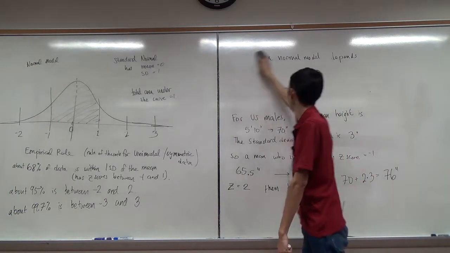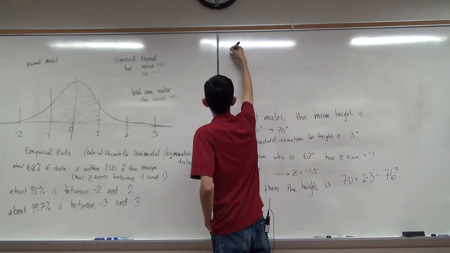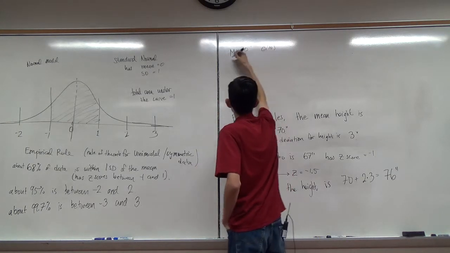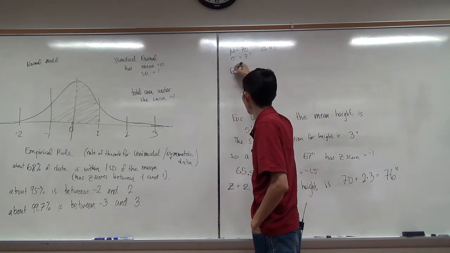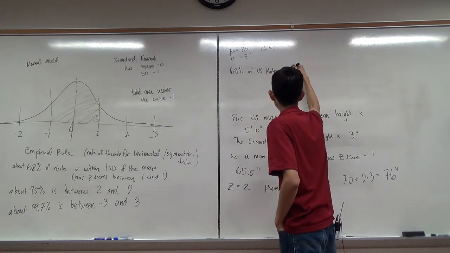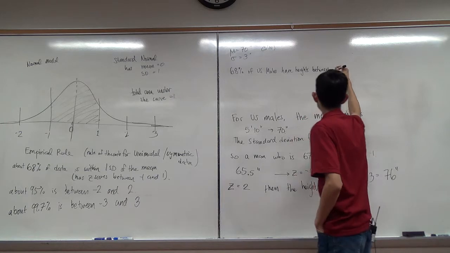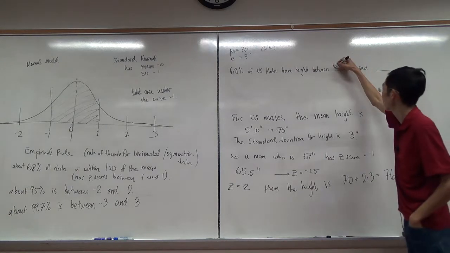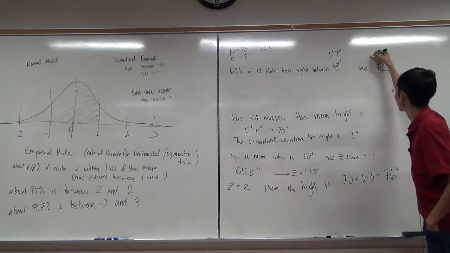Okay, and so applying that to our understanding of male heights in the United States, we said the mean is equal to 70 inches, or 5'10", and the standard deviation is equal to 3. So if I say 68% of US males have heights between what? Blank and blank. What would you say? 67, so 5'7", and 73, so 6'1".